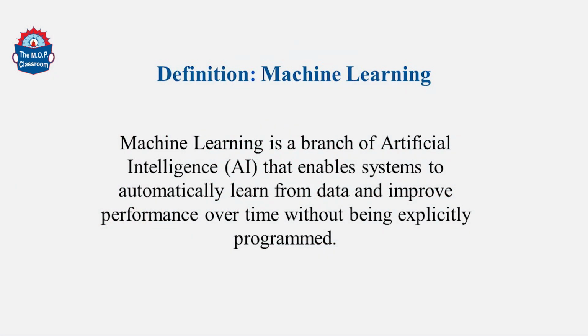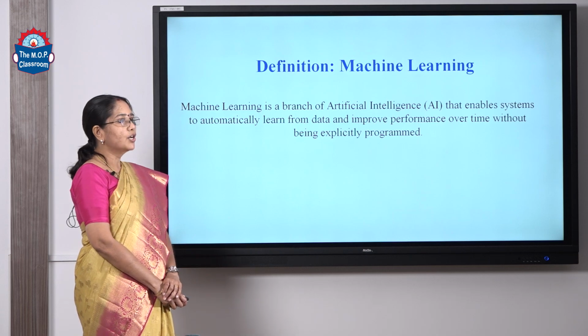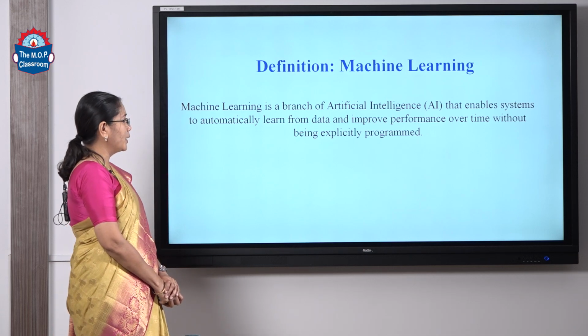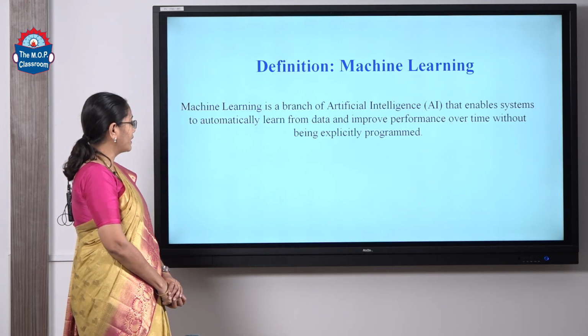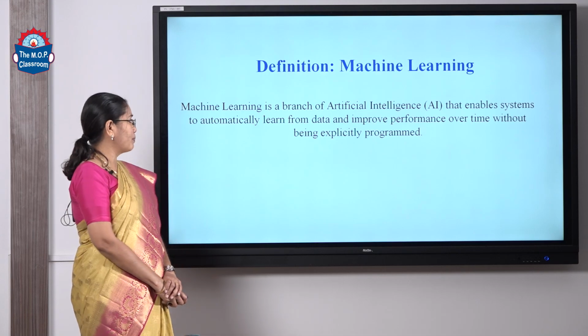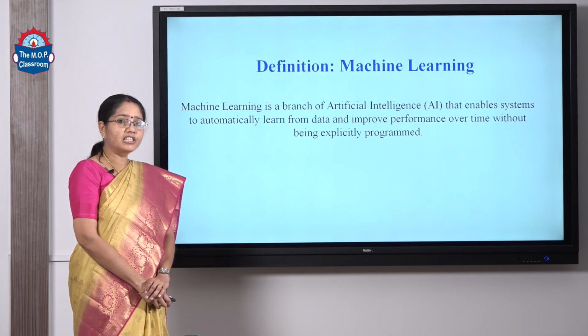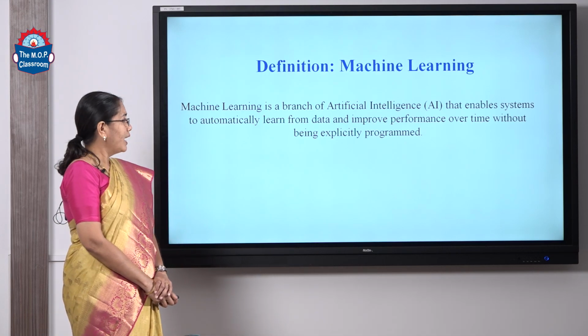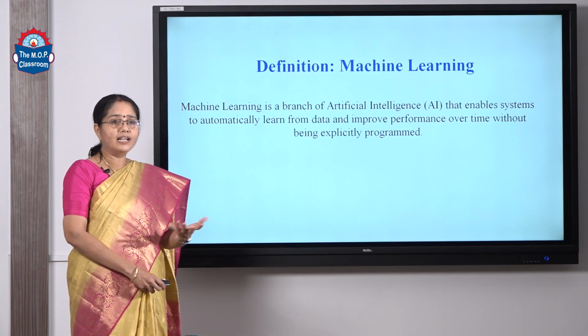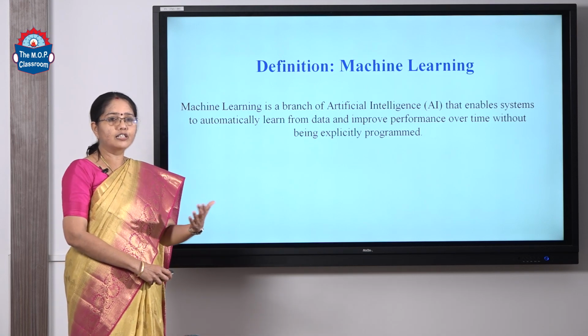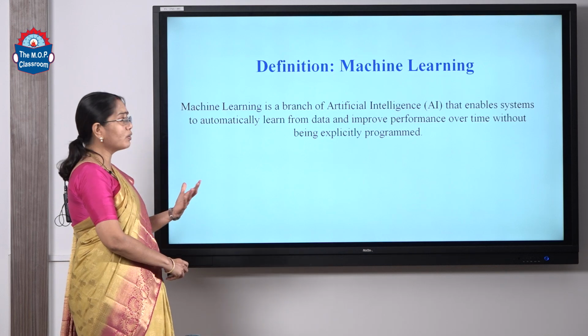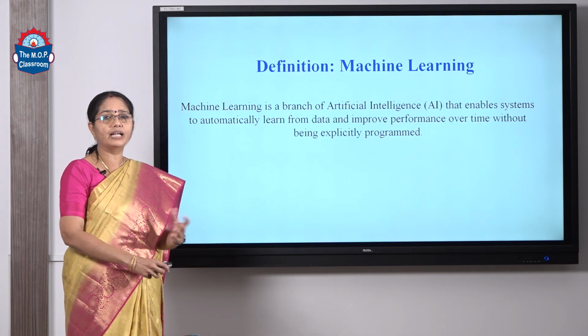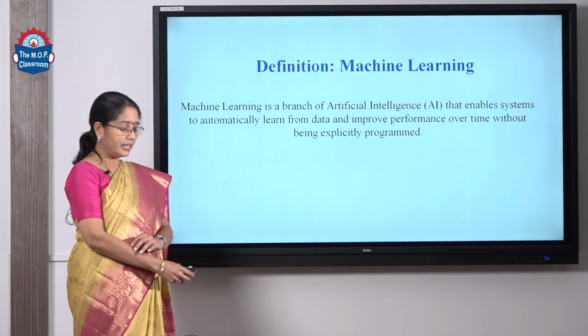Let us come to the definition of machine learning. Machine learning is a branch of artificial intelligence that enables systems to automatically learn from data and improve performance over time without being explicitly programmed. This means the machine learns from the data and is able to do analysis and give the results or the outcome without human interaction, without a human coding the data.